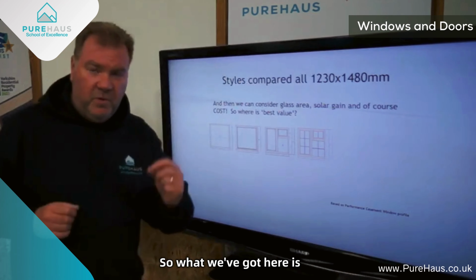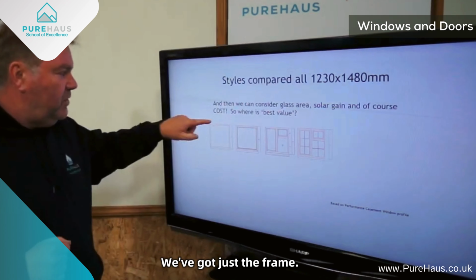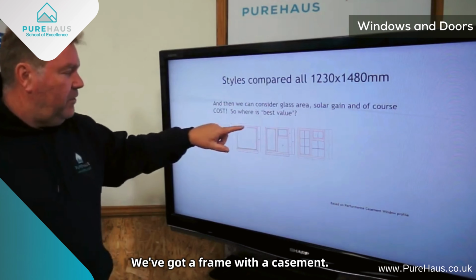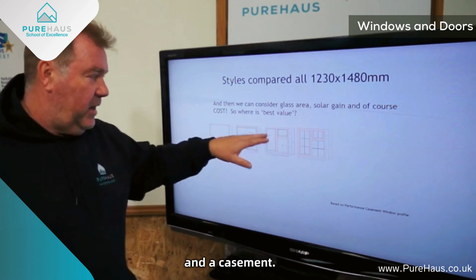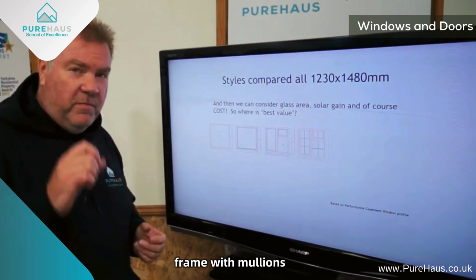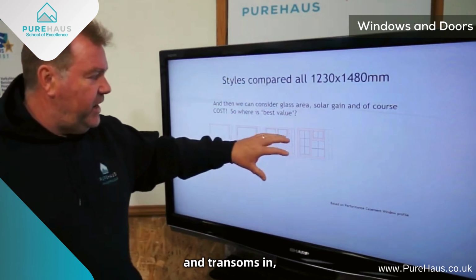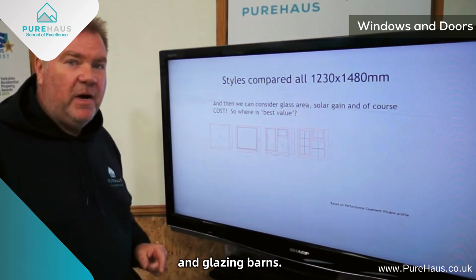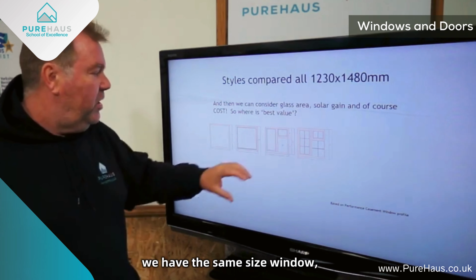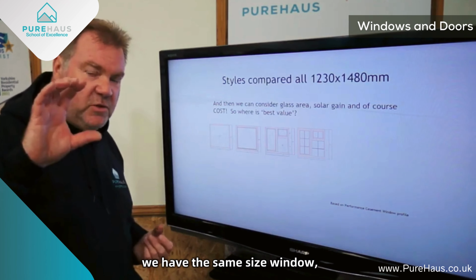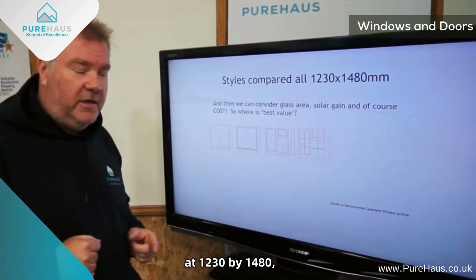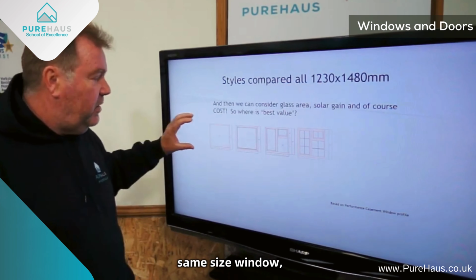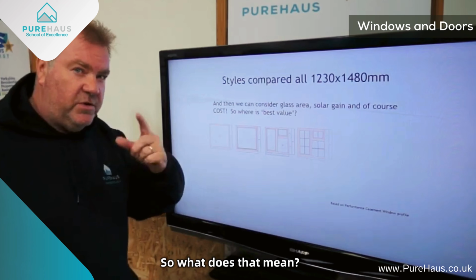So what we've got here is four individual designs. We've got just the frame. We've got a frame with a casement. We've got a frame with an opening light and a casement. And we've got a frame with mullions and transoms in, lots of them, and glazing bars. So therefore, we have the same size window at 1230 by 1480. Same size window, different designs. So what does that mean?